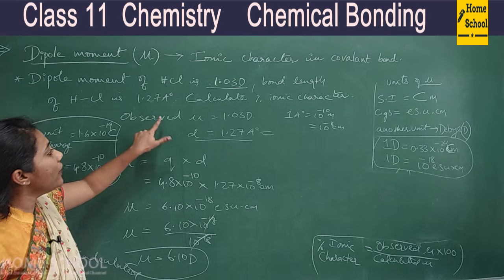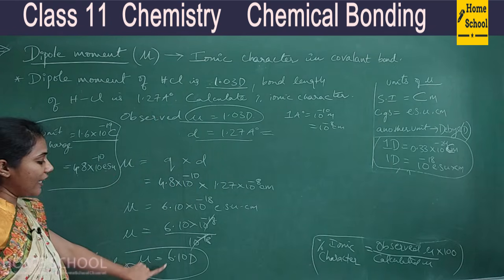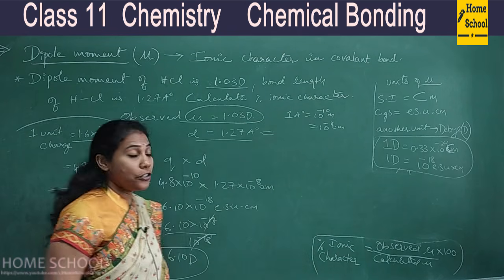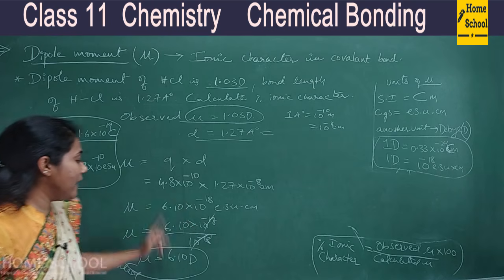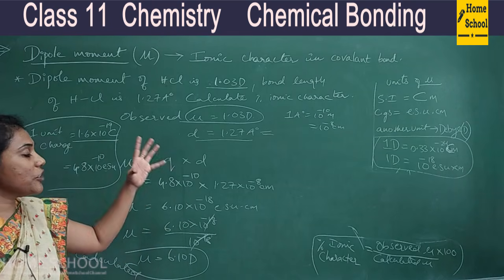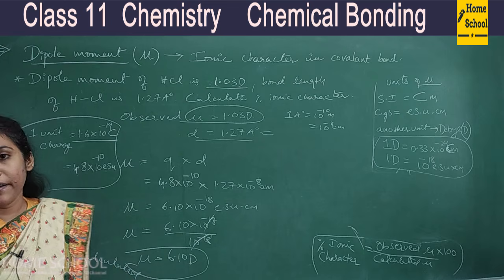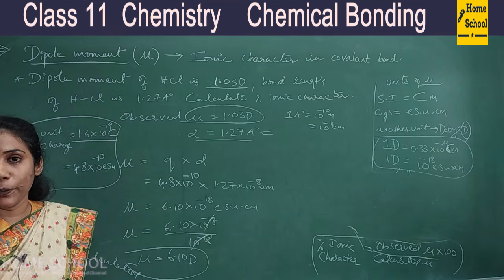So now you have the observed dipole moment that is given in the question. This is our calculated dipole moment. So use the formula and find out. So post your answer in the comment section. Okay, so calculate and post the percentage ionic character that is there in the HCl bond. Right? So this is how we can calculate dipole moment.